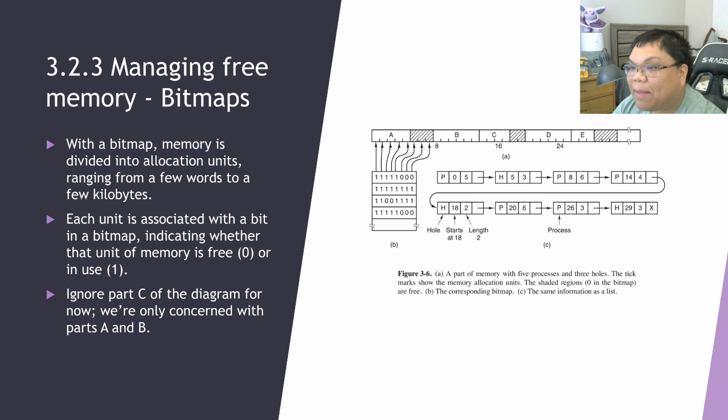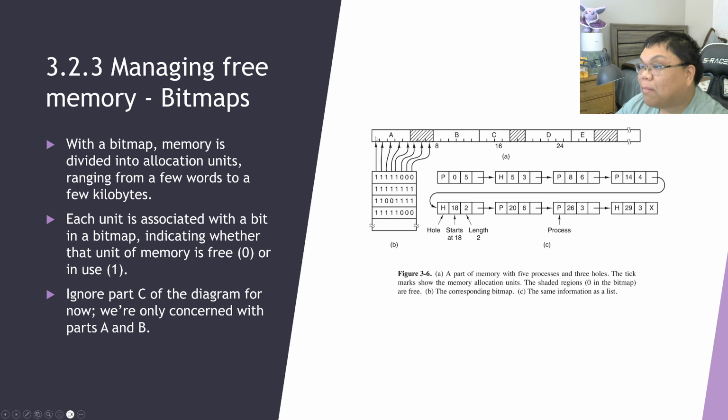So let's first look at that bitmap. With a bitmap, we divide memory into units of allocation. So we divide memory into small units ranging from a few words to a few kilobytes. Each unit is associated with a bit in a bitmap, indicating whether that unit of memory is free or in use. So we're going to ignore this chain here for now. We're just going to look at A and B in the diagram.